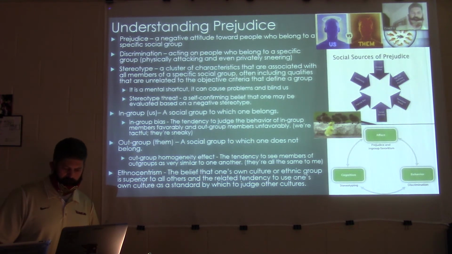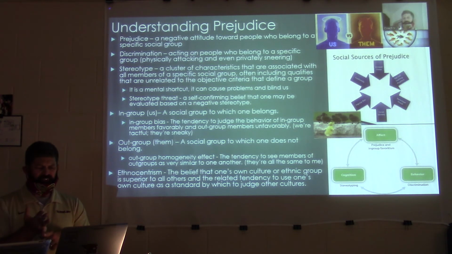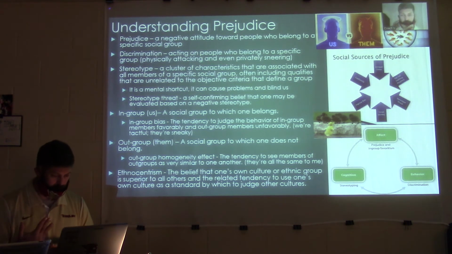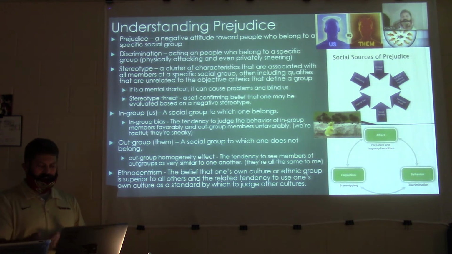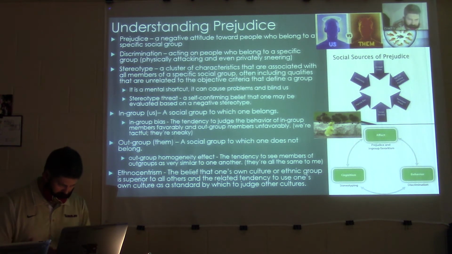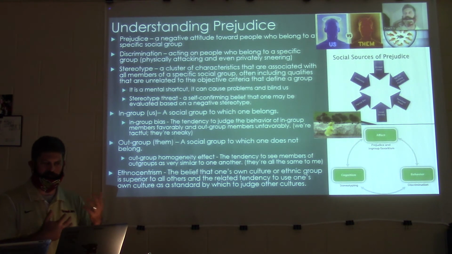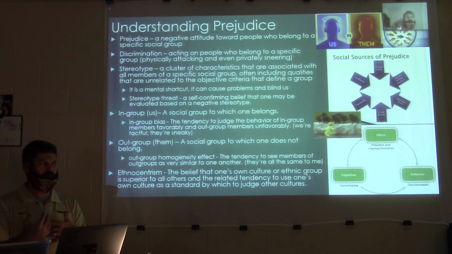Understanding prejudice, if you know anything about this, you probably should. Prejudice is obviously thoughts about a group of people, like a negative attitude towards them. Then discrimination, that's actually acting on it. A stereotype, you know what that is as well. It's a mental shortcut that we make about people. And then stereotype threat is you hearing something about yourself and it causing you not to reach your full potential.